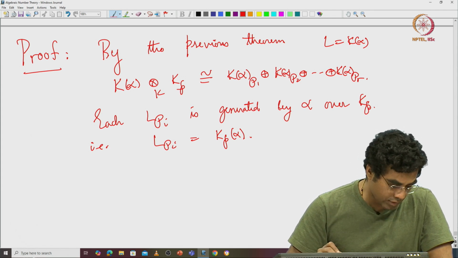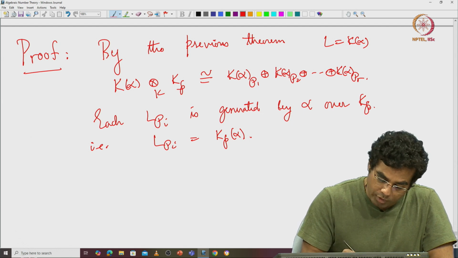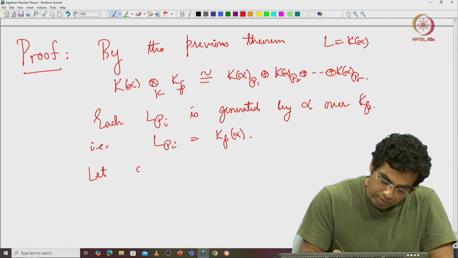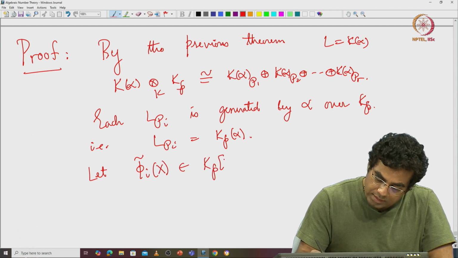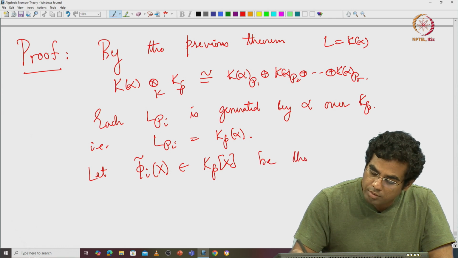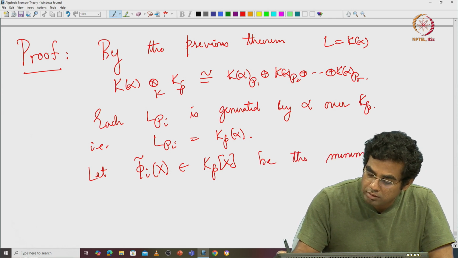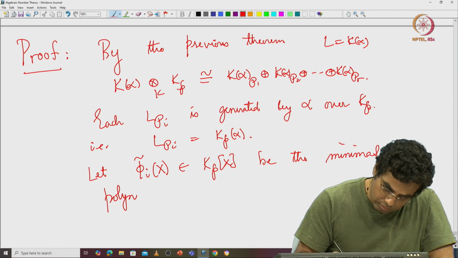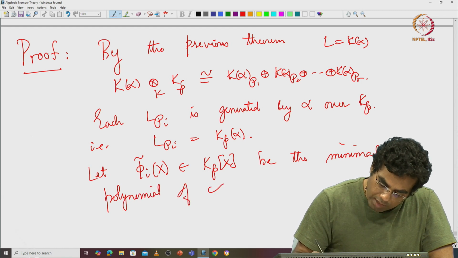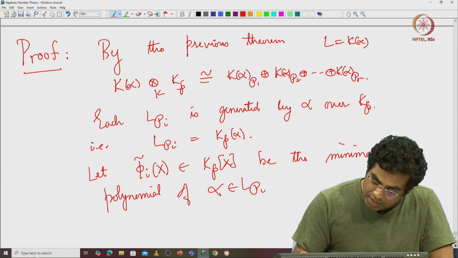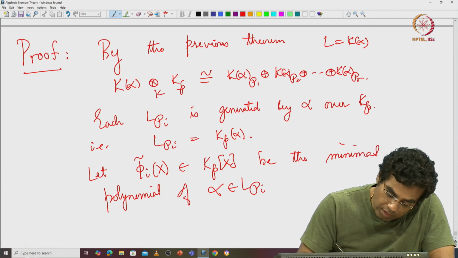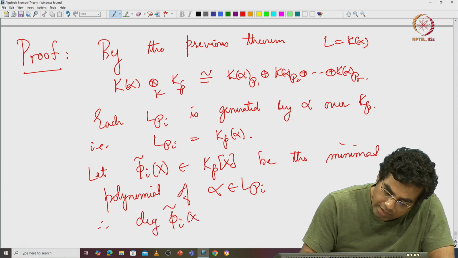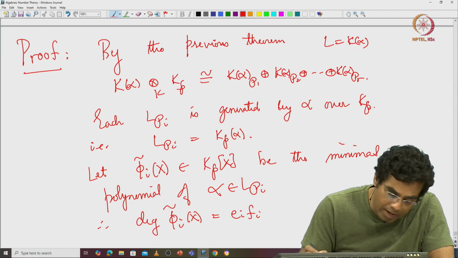Okay. So, what I am going to do now is I am going to let phi_i tilde of x in K_p[x] be the minimal polynomial of alpha as an element of L_{P_i}, right. So, it clearly depends on i now. Therefore, degree of phi_i tilde of x is equal to e_i f_i.